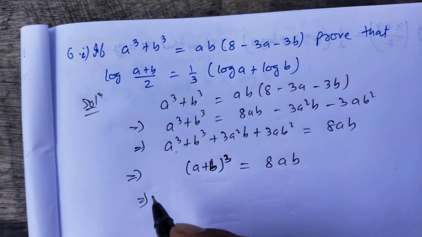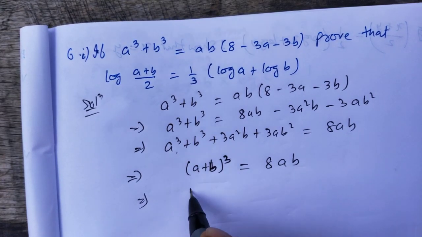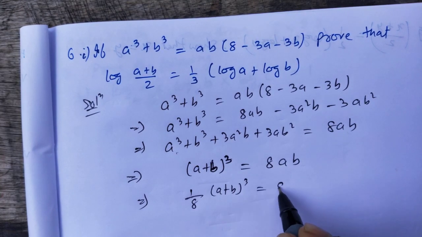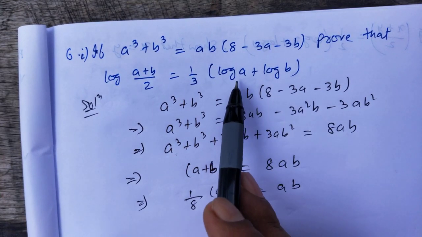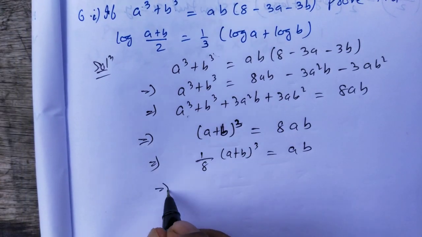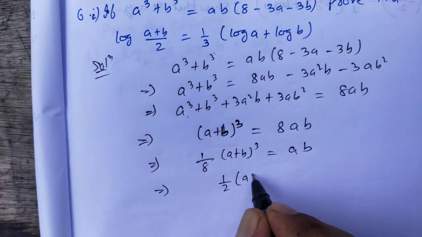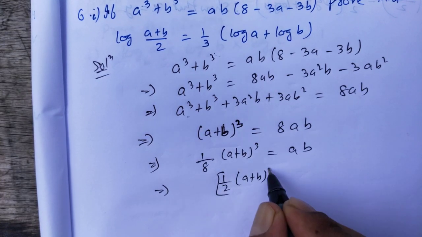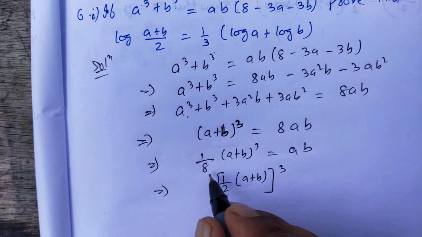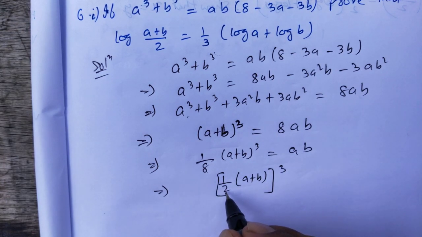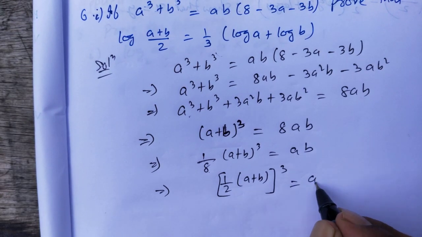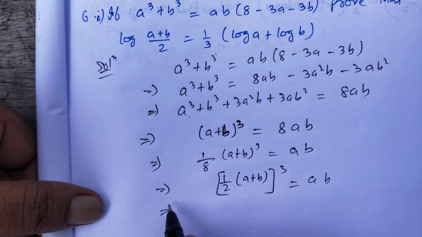Or bring 8 here. On the right side, I need log a plus log b. No, 8 is there, so I put 8 here. We'll make it a whole cube now. Cube of 2 is 8, okay? Instead of 8, I'm writing 2 whole cube. Now take log both sides.